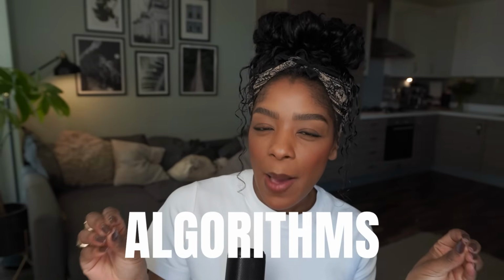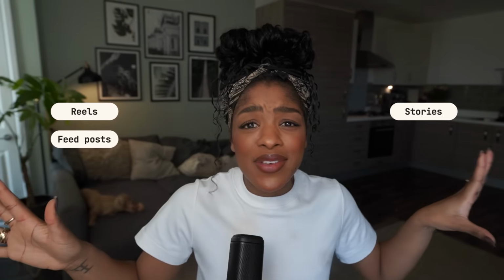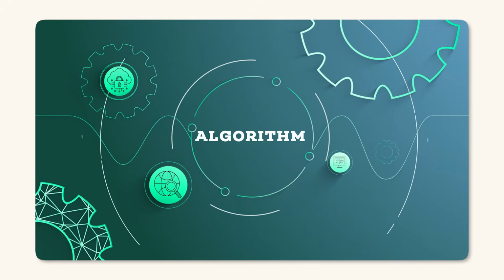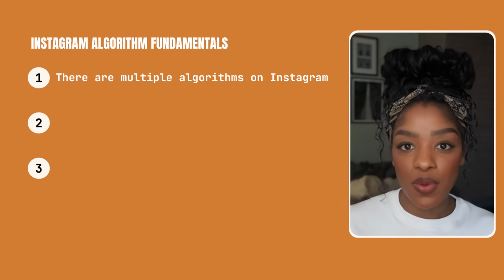So let's talk about the fundamental element of Instagram's algorithms. You may have noticed that I just used the word algorithms, plural, because yes, there are multiple algorithms. I don't want you to stress about this. It's just important that you're aware that there are different algorithms that power the different features on Instagram. So your Instagram stories has its own algorithm, your Reels has its own algorithm, your feed posts have their own algorithm. And this is all because we interact with the different features on Instagram in different ways. Therefore, they've created different algorithms to try and suit the different ways that we interact with these features, right? So that's the first fundamental piece of information to know. There are multiple algorithms on Instagram.